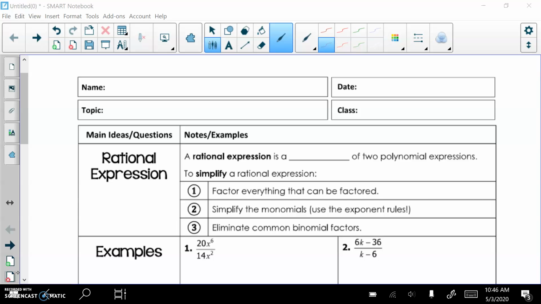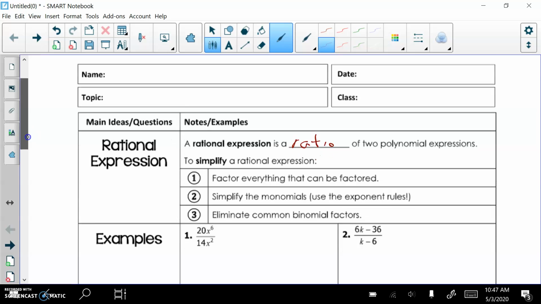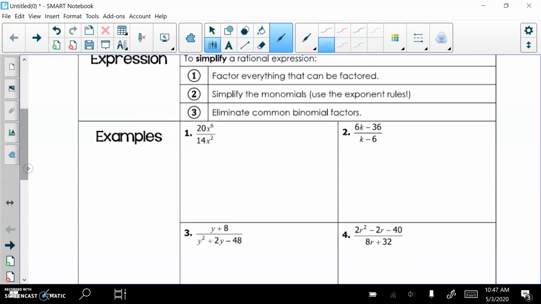A rational expression is a ratio of two polynomial expressions. Basically, this part of the unit is a ton of factoring and canceling. So here's your three steps. You always want to follow the checklist that we always have: factor everything that can be factored, simplify the monomials, and eliminate common binomial factors.